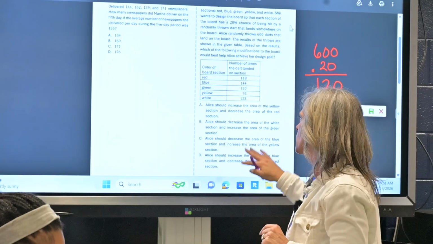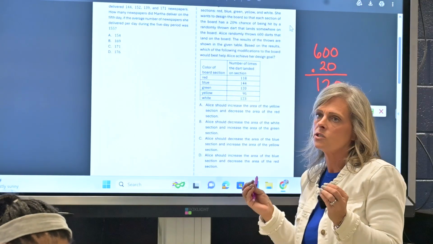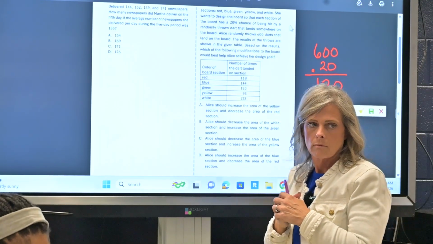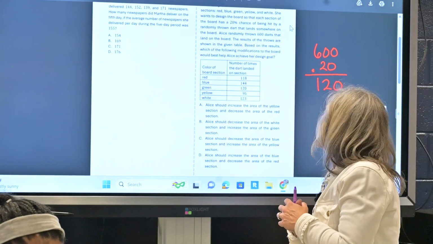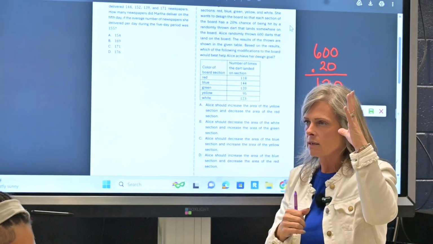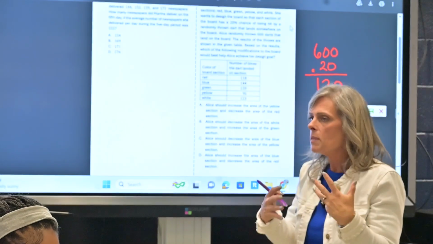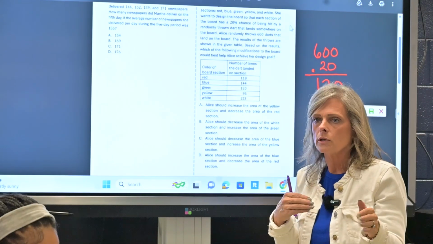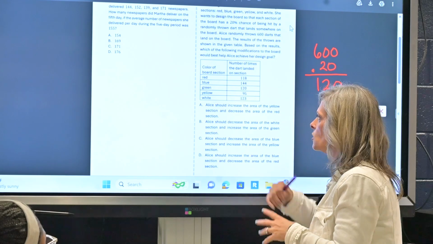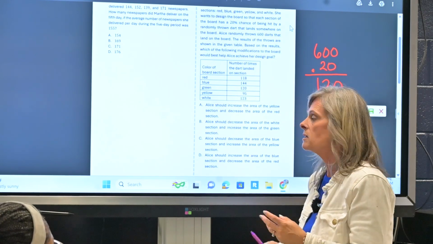So if I'm just looking up here right now, which one do you think we need to modify? The yellow, good. And then is there one that's way big? Which color? Blue. Okay, so somehow we're probably going to manipulate the blue and the yellow, right? So let's read our answer options and see if we can find the one that seems the best.